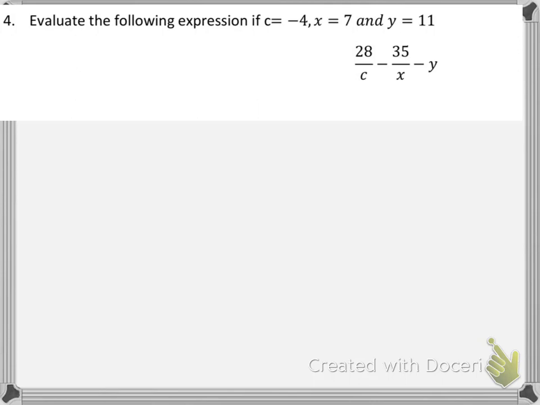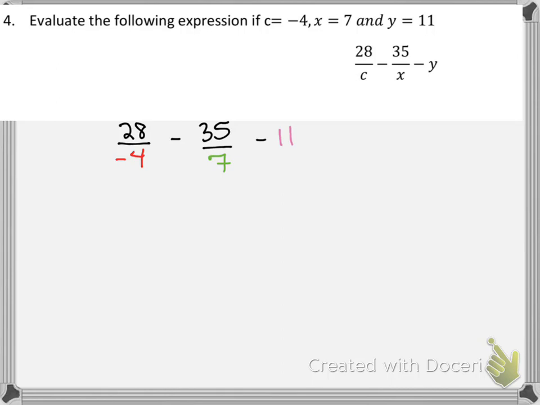All right, moving on to number 4. This is a matter of substitution. So we have 28 over c minus 35 over x minus y. So according to this, c is negative 4, so I'm going to put a negative 4 there. Then it says x is 7, so I'm going to put a 7 here. And then it says y is 11, so I'm going to put an 11 here.